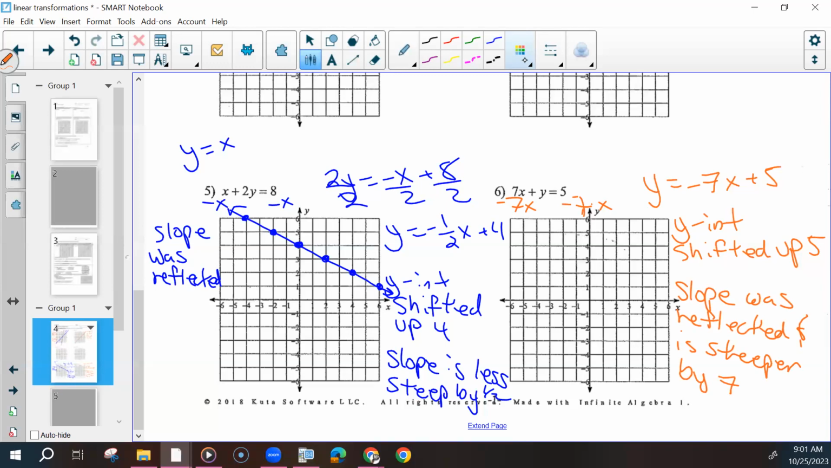And then we can graph this. Y-intercept at positive 5, slope is negative 7, so we can go down 7 to the right 1. And really just those 2 points. Questions on that one?